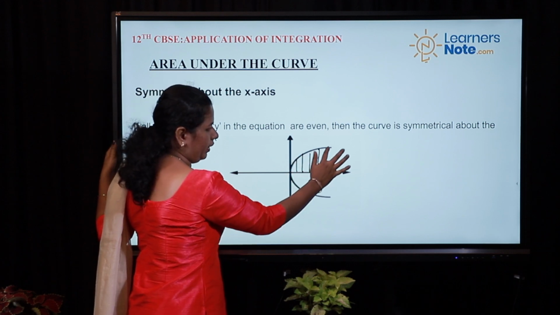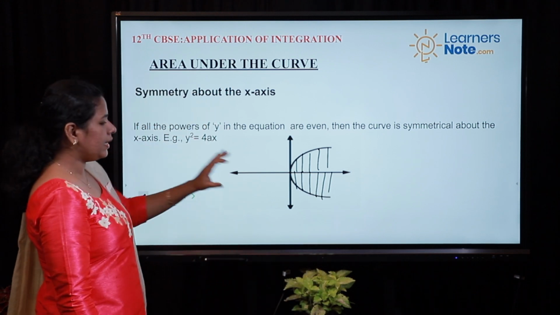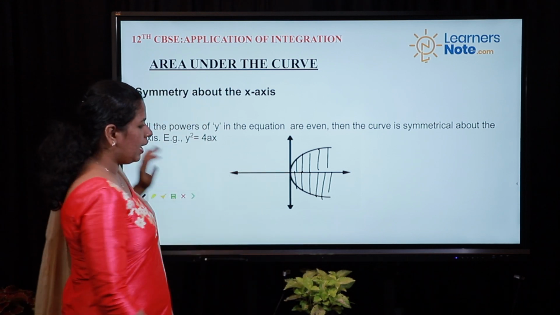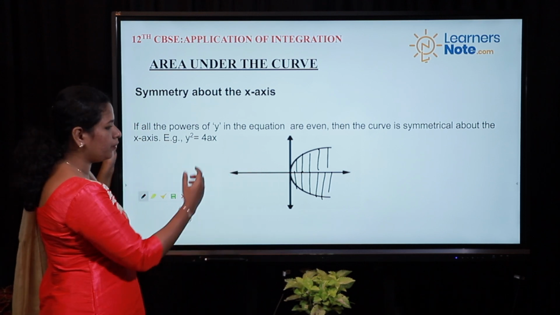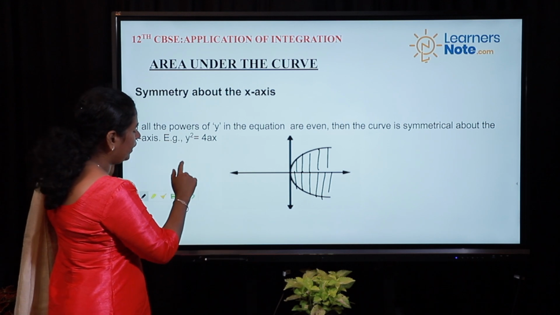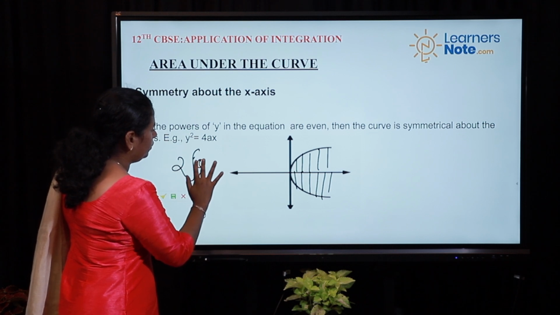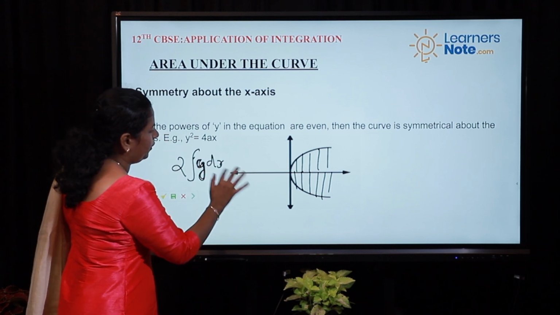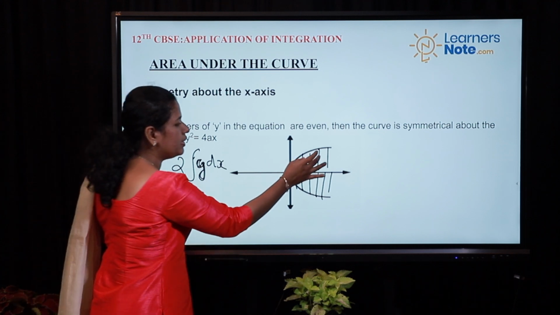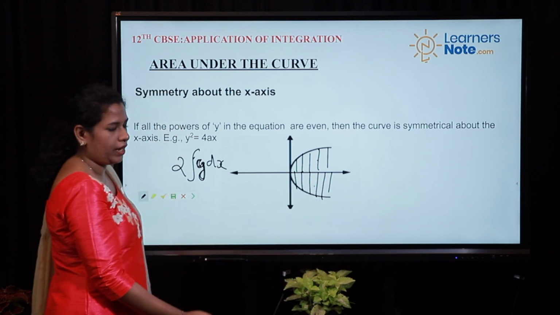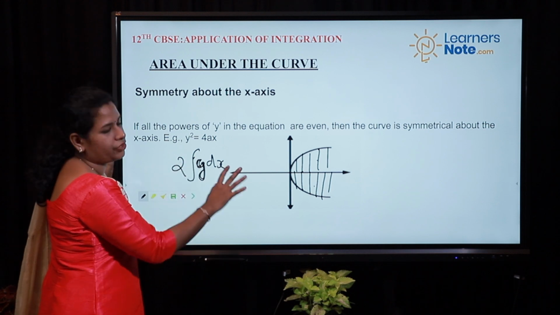this is the required area. This is also the area under the curve. So, if it is symmetrical with respect to the x-axis, when we are integrating, we are using integration for finding the area. So, we can write it as integration 2 into y dx. This is what we use for calculating the area, because this area is the same as this area. So, for calculating the area, we can use the equation 2 into integration y dx.